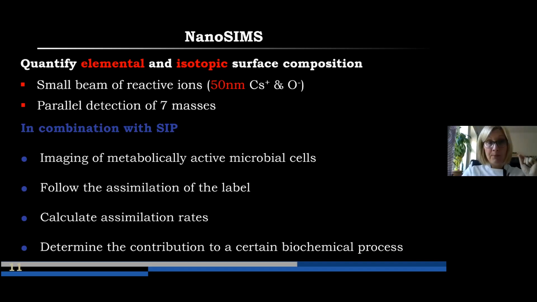You can follow the assimilation of the label in time through the community. Of course, you can calculate assimilation rates, and you can determine in this way the contribution of a certain group to certain biochemical processes.